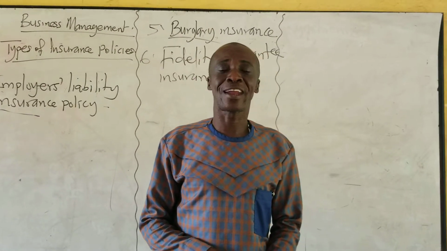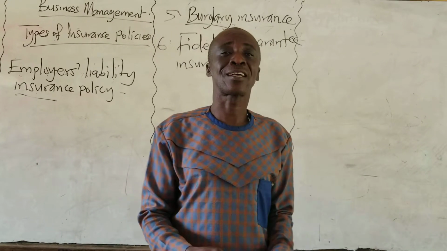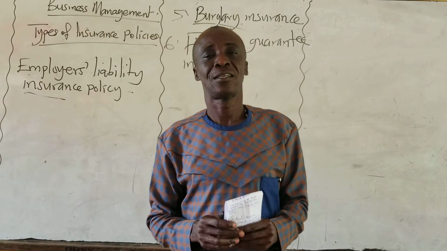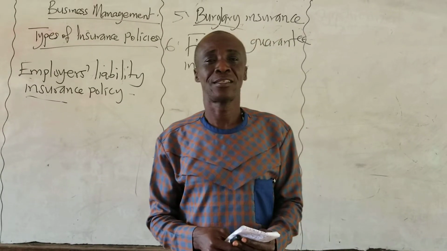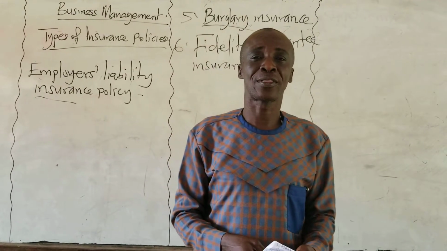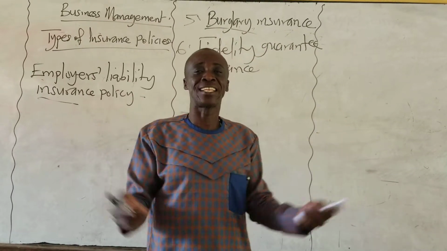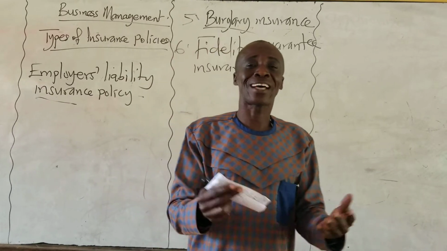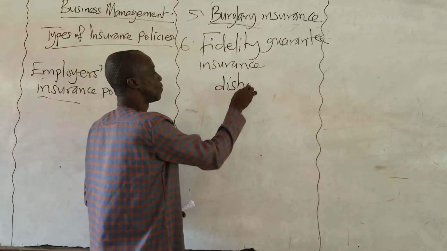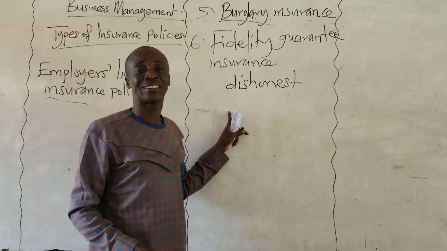Now, you know, at the workplace, there are some employees who have been entrusted to take custody of cash, money, funds. Examples are accountants, distributors, sales agents, and so on and so forth. Such people are supposed to be honest in respect of their dealings. But you see, there are certain times these people become dishonest, and by that, they embezzle funds.